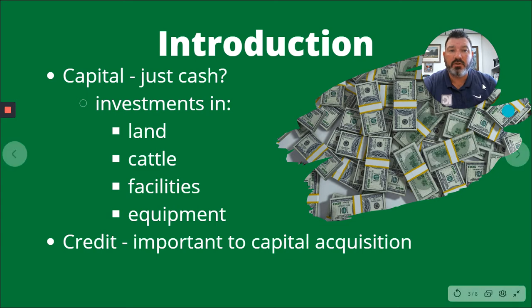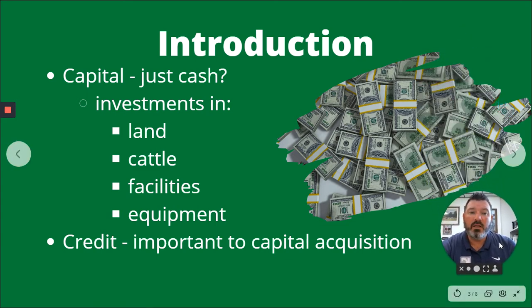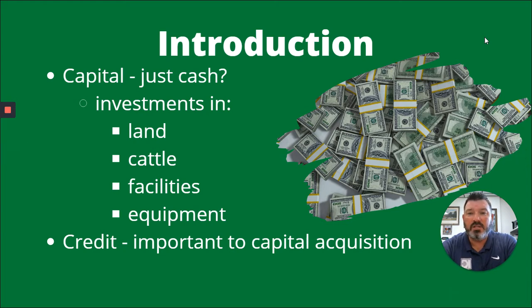So from an introductory perspective, when we talk capital, and if you hear a banker talk about capital, is it just cash? And it's not just cash. It is investments in things like I've listed here: land, cattle, facilities, equipment, and any other things that you have that count as capital, things that are worth something, so to speak.